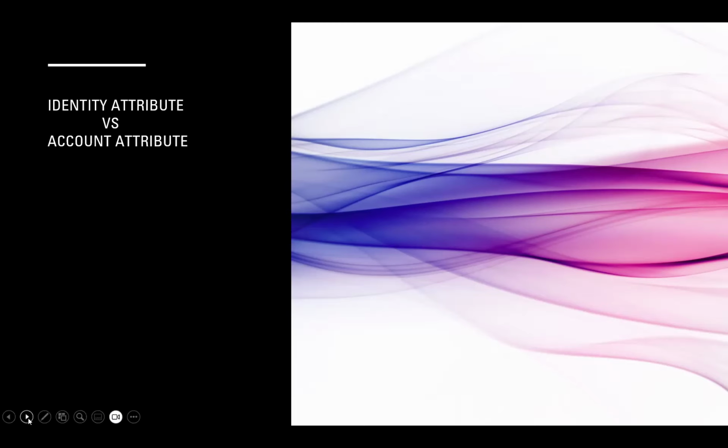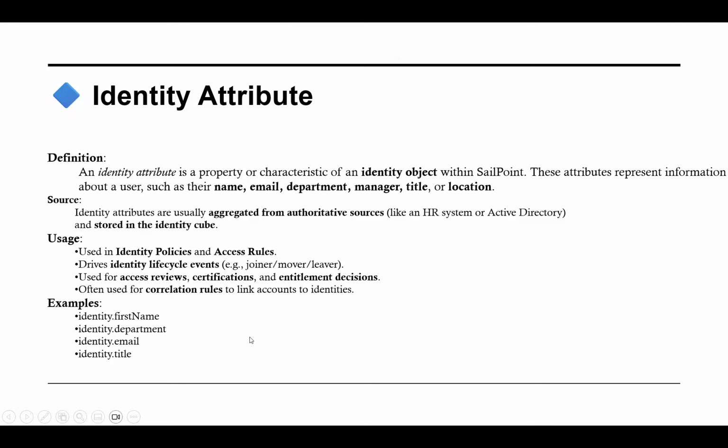Before that, let's see what is an identity attribute. By definition, it is a property or characteristic of an identity object within SailPoint. In SailPoint, everything is considered an object. Identity is one main thing where everything revolves around, and when the identity is created, accounts will be created for the same identity.